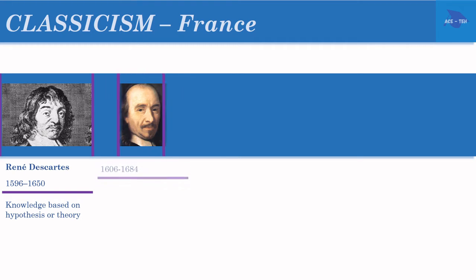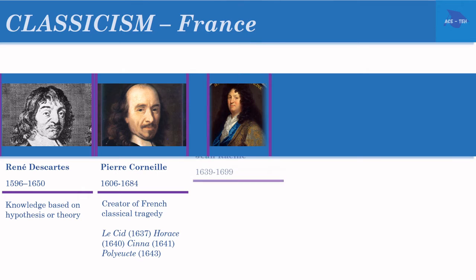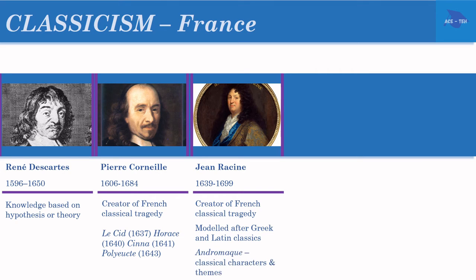Pierre Corneille is considered the creator of French classical tragedy. Take a look at his chief works. Jean Racine is considered the most accomplished practitioner of French classicism. Racine consciously modeled his works after the Greek and Latin classics of the ancient world, particularly the works of the classic Greek tragedians Aeschylus, Sophocles, and Euripides. His play Andromache draws on classical characters and themes.